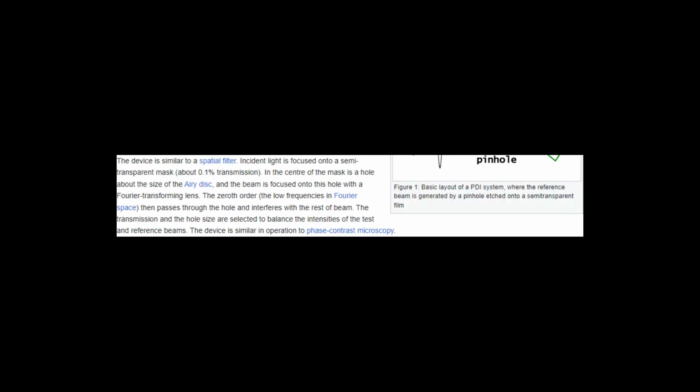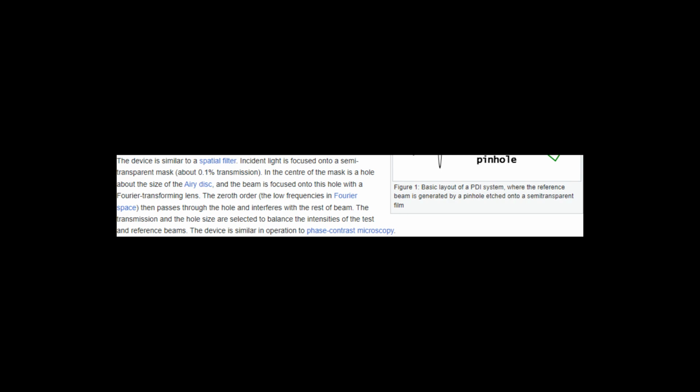The device is similar to a spatial filter. Incident light is focused onto a semitransparent mask, about 0.1% transmission. In the center of the mask is a hole about the size of the Airy disk, and the beam is focused onto this hole with a Fourier transforming lens. The zeroth order, the low frequencies in Fourier space, then passes through the hole and interferes with the rest of the beam. The transmission and the hole size are selected to balance the intensities of the test and reference beams.